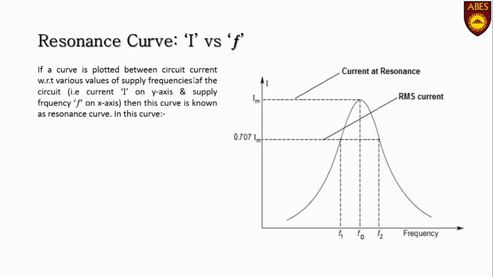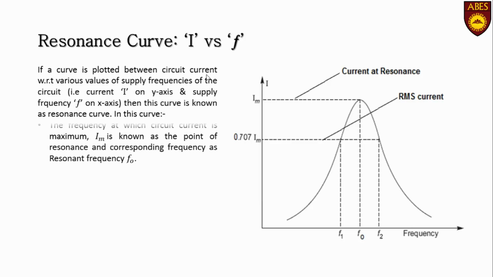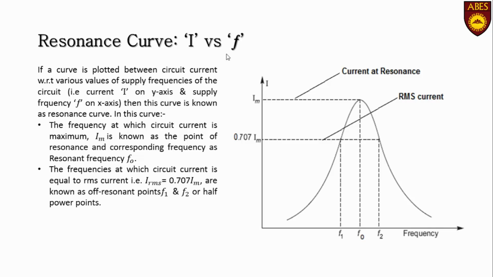Prior to and after this resonance point, the circuit current is the normal RMS current, that is 0.707 times Im. These 2 points prior to and after the resonance frequency are known as off resonant points, or sometimes half power points, because at these points the power is exactly half as compared to the power at resonance.